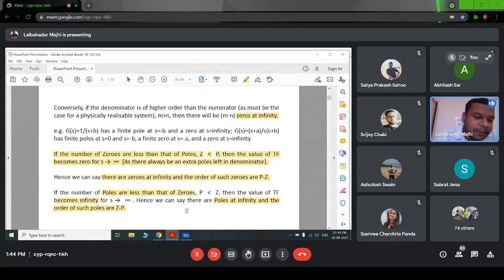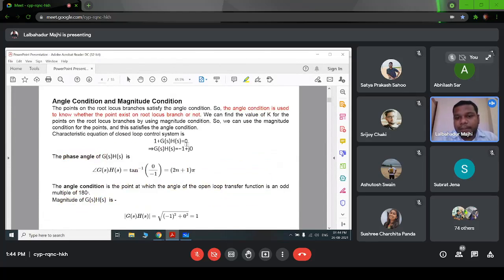So the number of poles and zeros will always be the same in a transfer function. So this will be very useful in root locus. Okay, the number of poles and zeros. And this one will also be very important in the root locus method. It is known as the angle condition and magnitude condition.